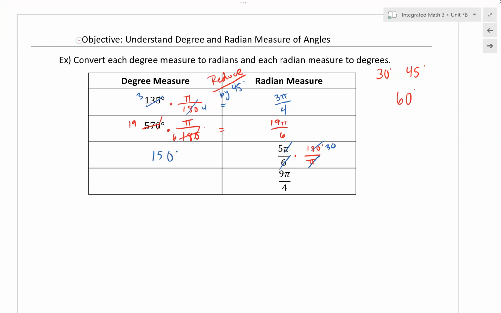Simple. Next one, 9 pi over 4. I'm going to divide by pi to get rid of the pi. And I want to introduce degrees, so I put 180 on top. Okay, the pi's cancel. I'm going to reduce the 4 with the 180. This turns into 45. And 9 times 45, well, 10 times 45 would be 450. So 1 less, it's 405 degrees. All right, so that is converting from radians to degrees.